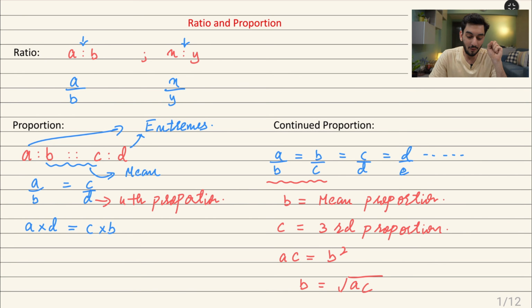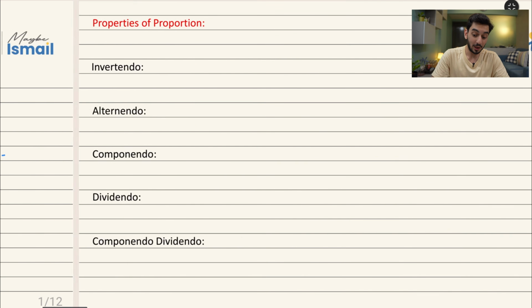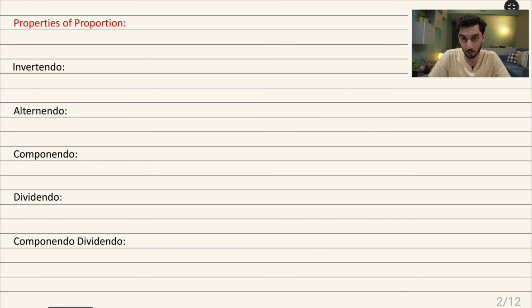Okay, well, let us move ahead to something really important, which is properties of proportion. Okay, so before starting properties of proportion, I am just presuming something, that I have a proportion which says A upon B is equal to C upon D. So this thing holds true, like A upon B is equal to C upon D. This is a condition. Now with this condition, I'll have a few properties. Let's see what those properties are.